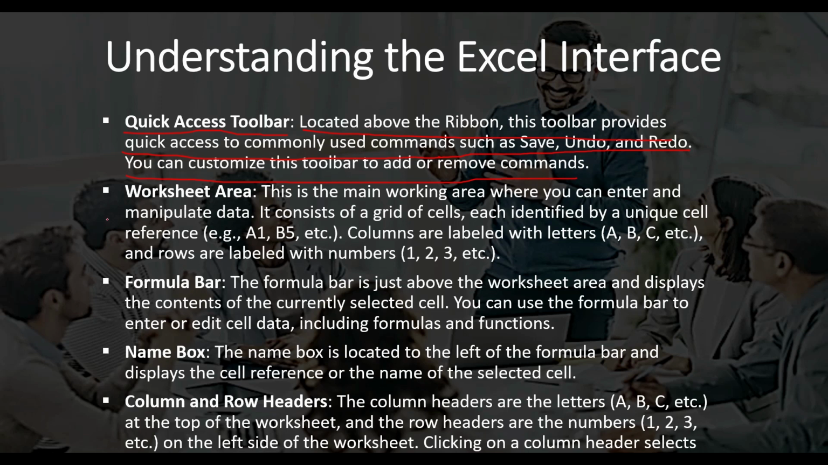You can check that. Then we have the worksheet area, where we type our text. This is the main working area where you can enter and manipulate data. It consists of a grid of cells, each identified by a unique cell reference like A1, B5. Columns are labeled with letters A, B, C, and rows are labeled with numbers 1 to 3. Then we have the formula bar. The formula bar is just above the worksheet area and displays the content of the currently selected cell. You can use the formula bar to enter and edit cell data including formulas and functions. Let's see these in the Excel sheet.